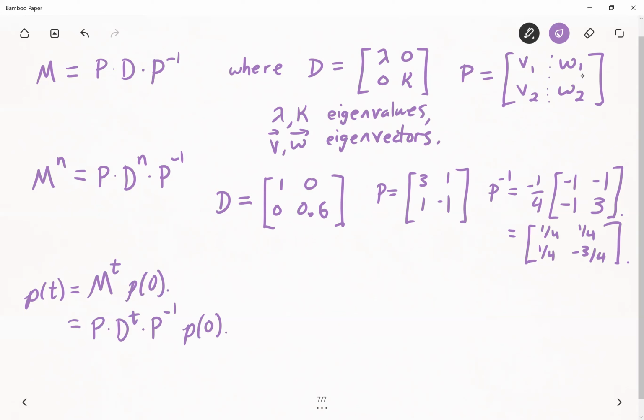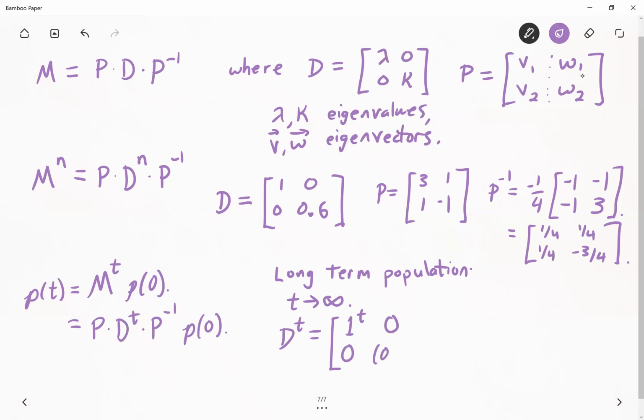All right, and the long-term population, remember, in that calculation, we're going to let t get really large. We're going to let t approach infinity. So what happens to D to the t? Calculating the power of a diagonal matrix is pretty straightforward. We just calculate the powers of the diagonal entries. So we have 1 to the t, 0, 0, then 0.6 to the t.